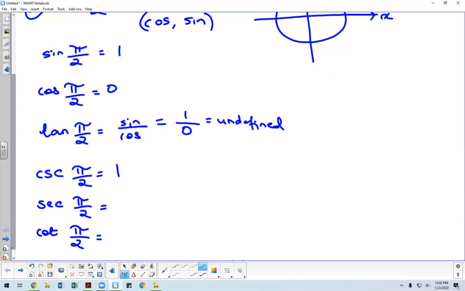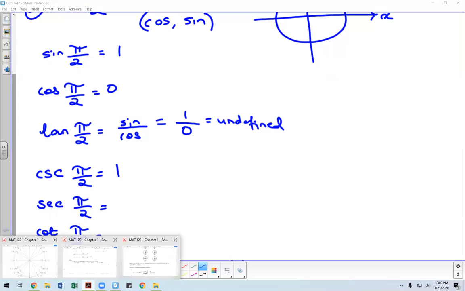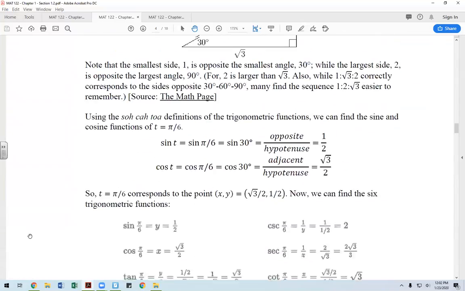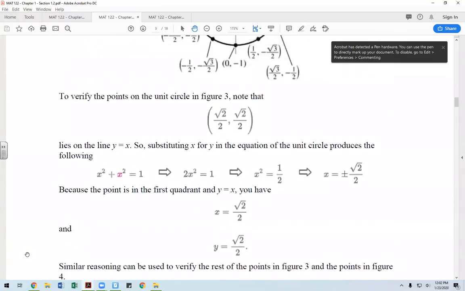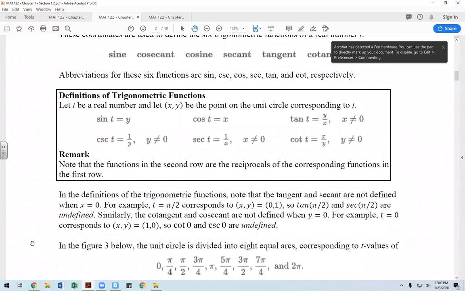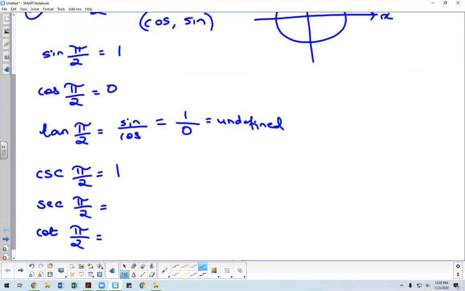Secant? Undefined. Yeah, because remember, if you go back and look at the page I was talking about, you use the idea of inverting your fractions. This little box over here. So that means you're technically doing 1 over 0, right? For secant. Because if I take the inverse of this fraction here, it's going to come out to be undefined.